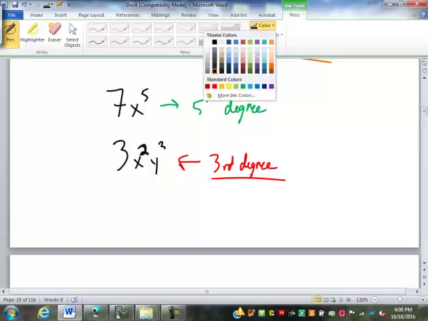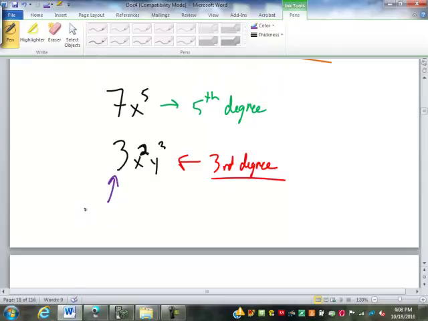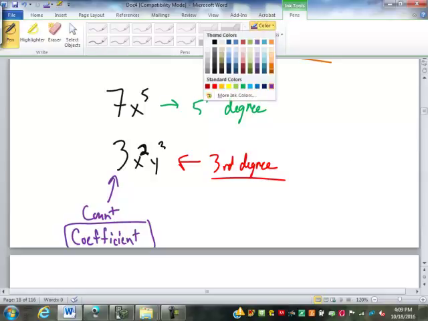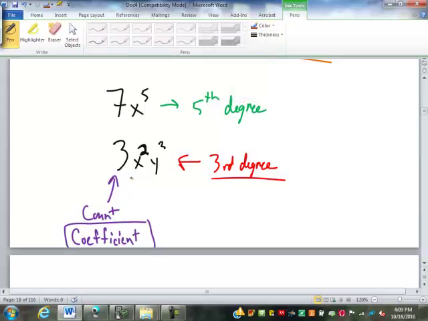Each of these has 2 distinct parts. What we called the count is often called the coefficient. The coefficient is just the number that multiplies the variables. That tells us how many. And then, of course, our name is the variables.